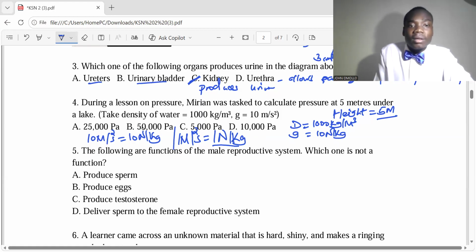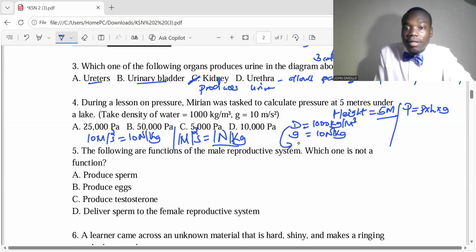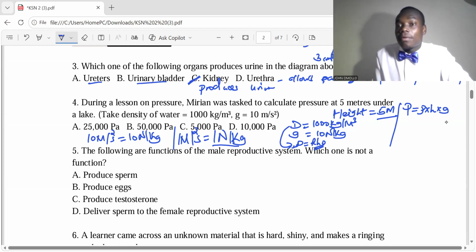So what do they want? They want us to calculate the pressure. Miriam was tasked to calculate the pressure. So let us calculate this pressure that Miriam was tasked to calculate. Now, pressure in liquids is equal to density times height times gravity. So this density, I have written it in this way. This simply means rho. Rho is the measurement of the density. So density in liquids is just given by rho. You can learn more about rho and how this particular formula comes about. If you want to know that, kindly just contact Kenya Science.